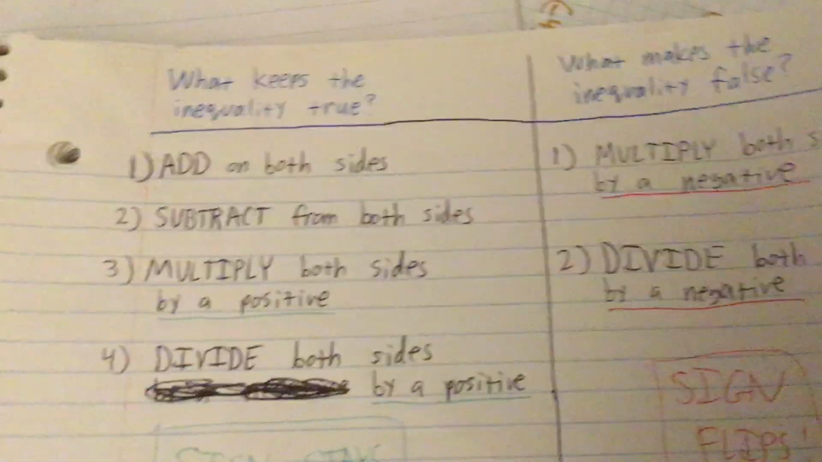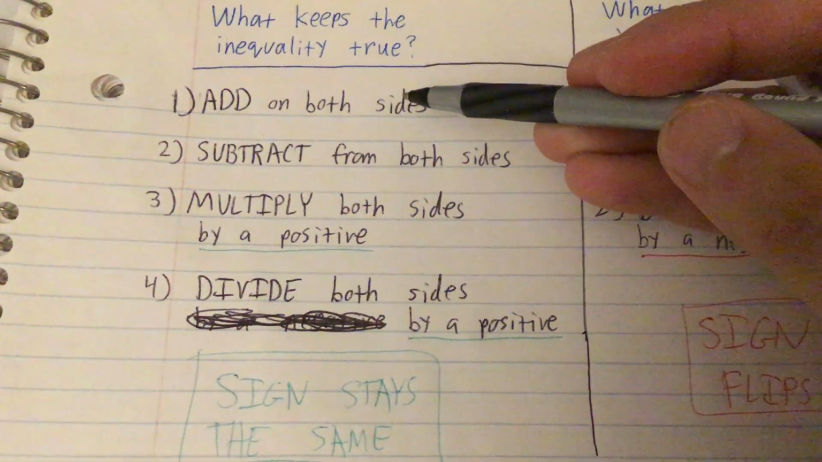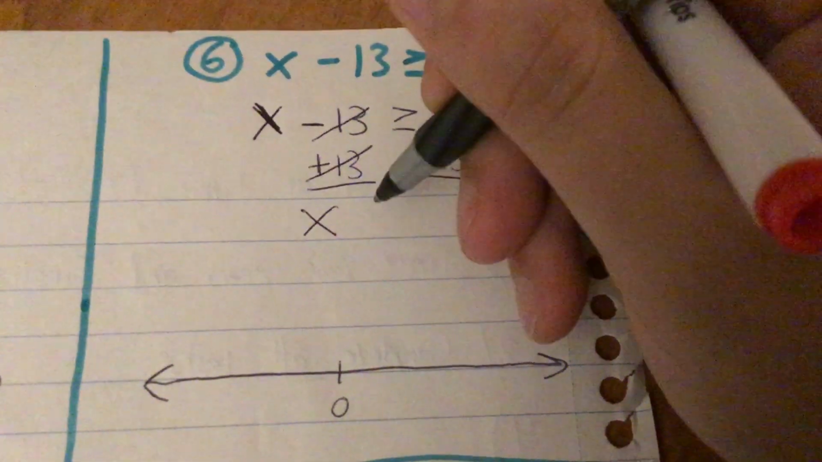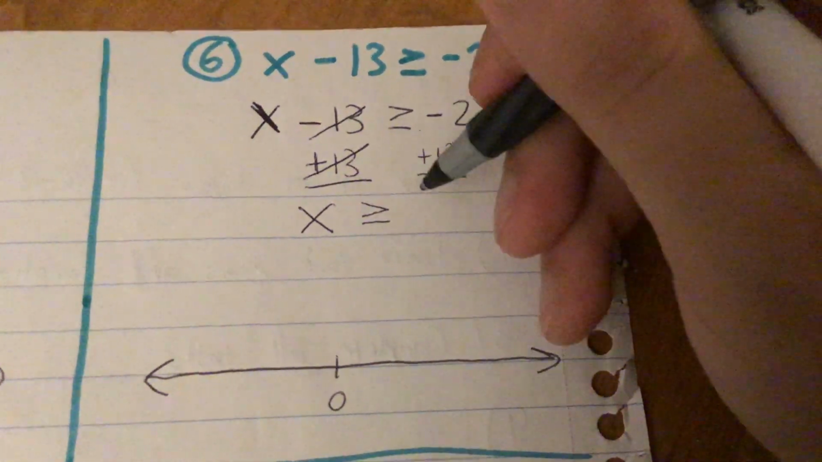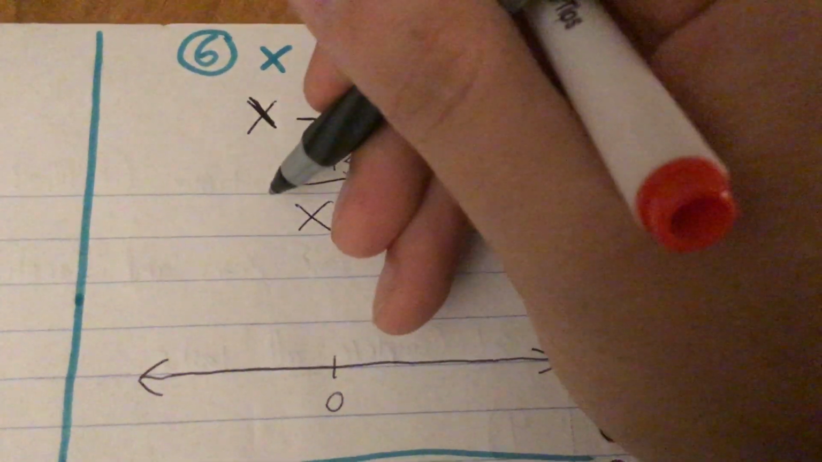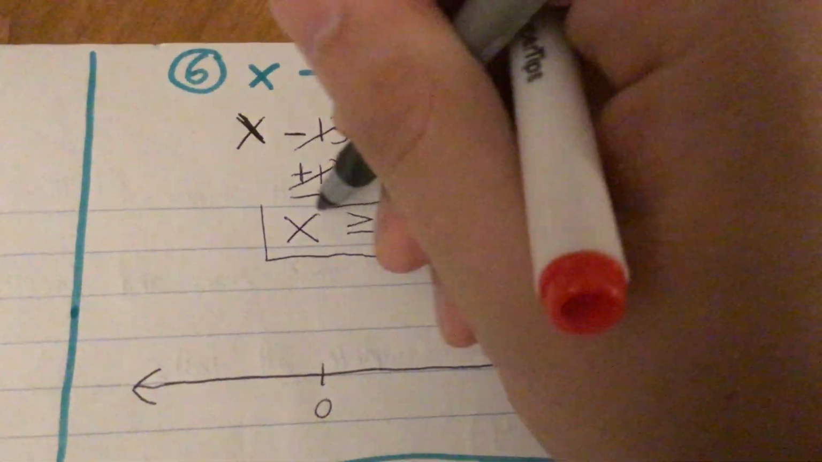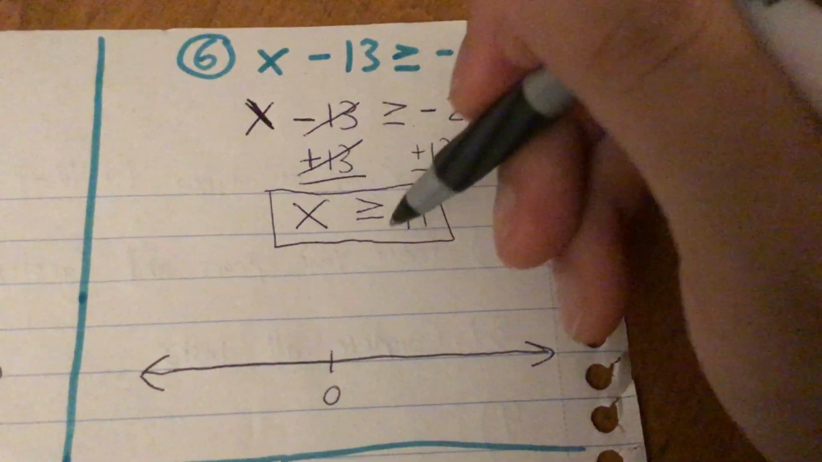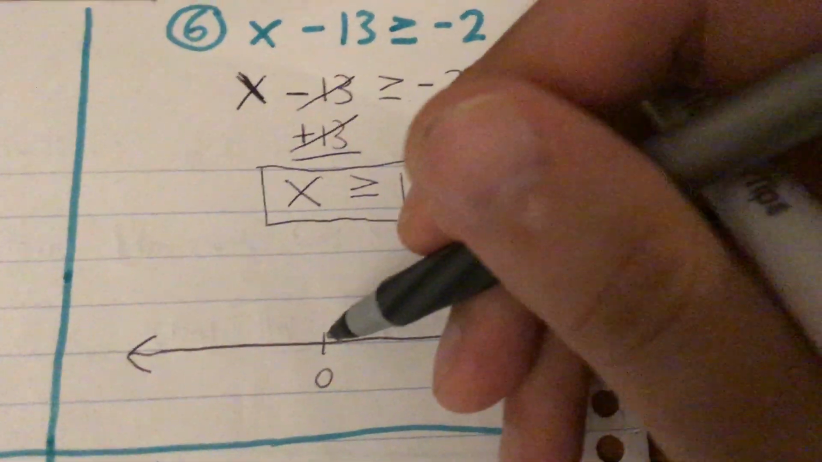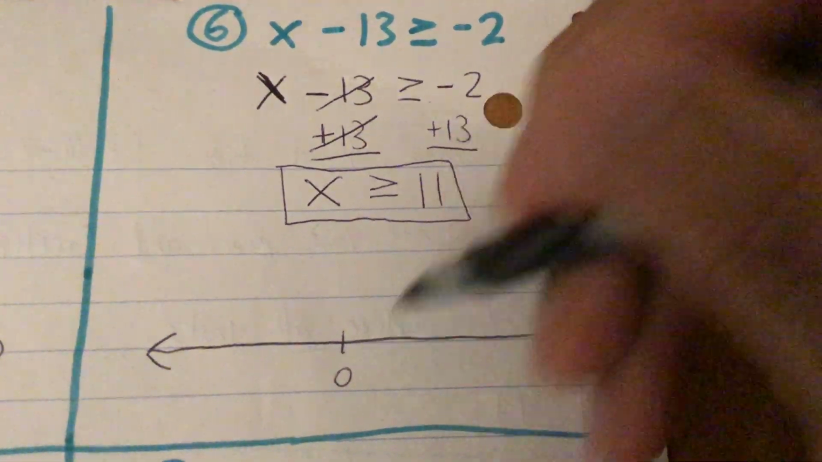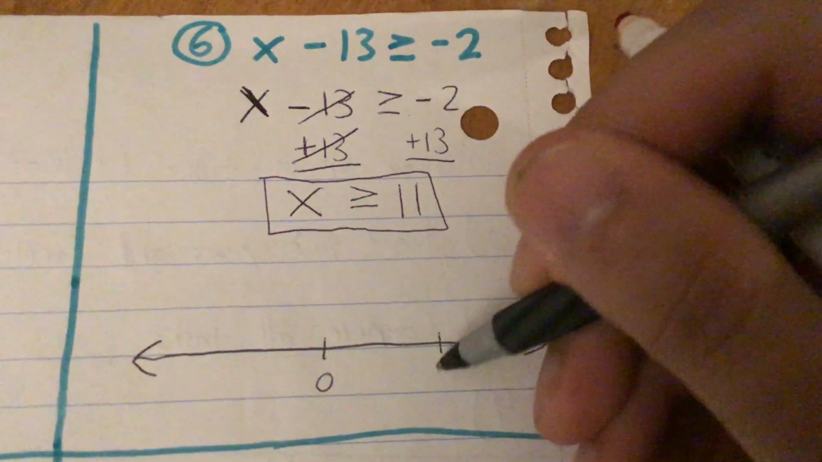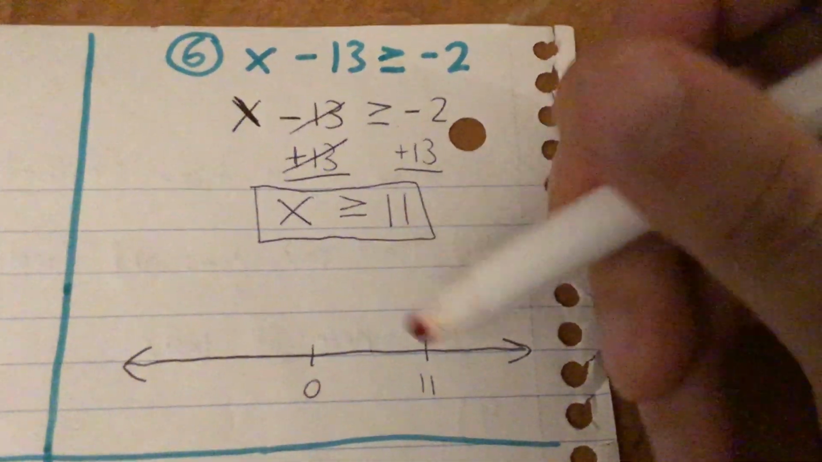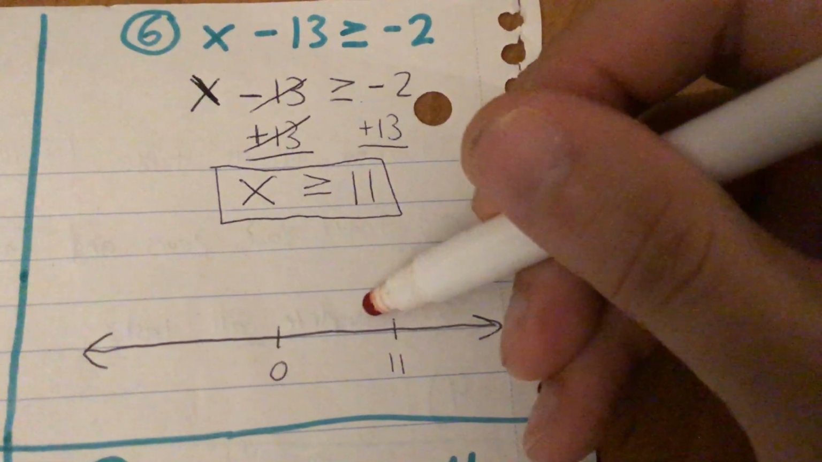So, because I added on both sides of the inequality, the sign has to stay the same. So that would mean x is greater than or equal to negative 2 plus 13. That would be positive 11. So I've got x is greater than or equal to positive 11. Therefore, I've got 0 in the middle. Where is positive 11? Positive 11 is to the right of 0. So that's my endpoint that I care about.